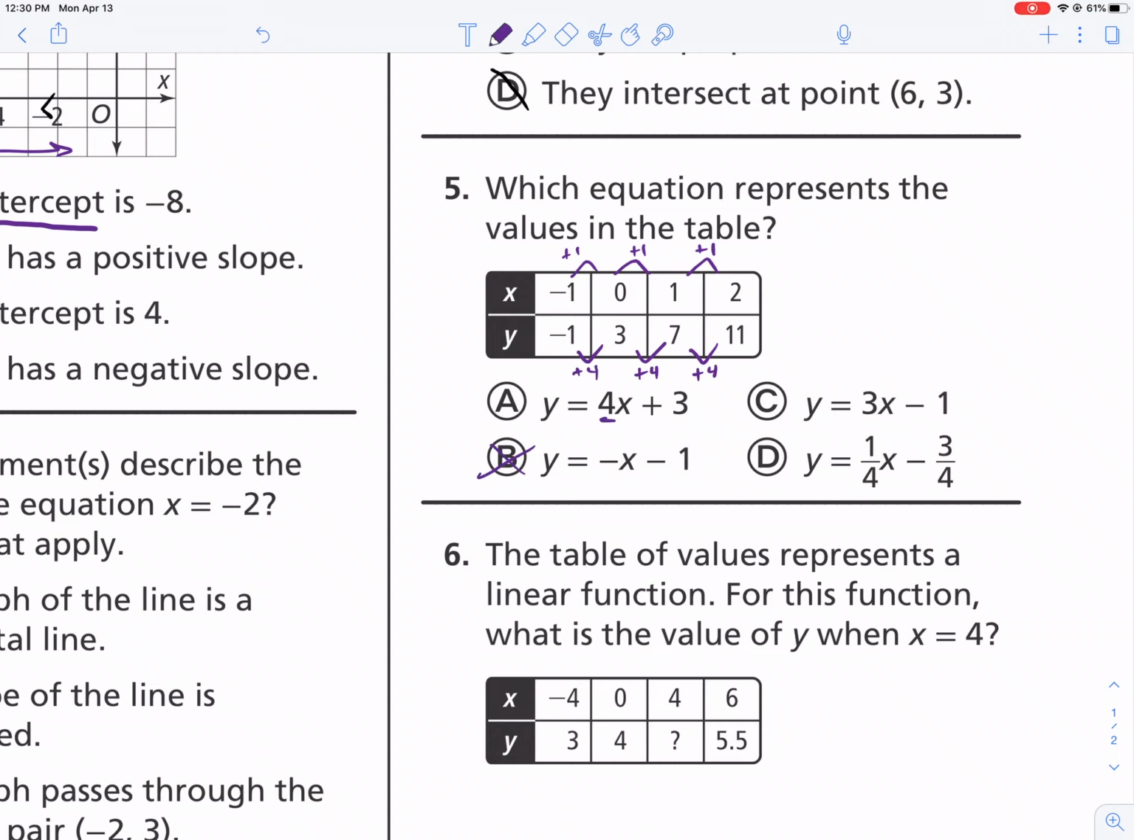This one doesn't have a 4 at all. This one doesn't have a 4 for C. And then D has a 1/4. They kind of just throw out some fractions.